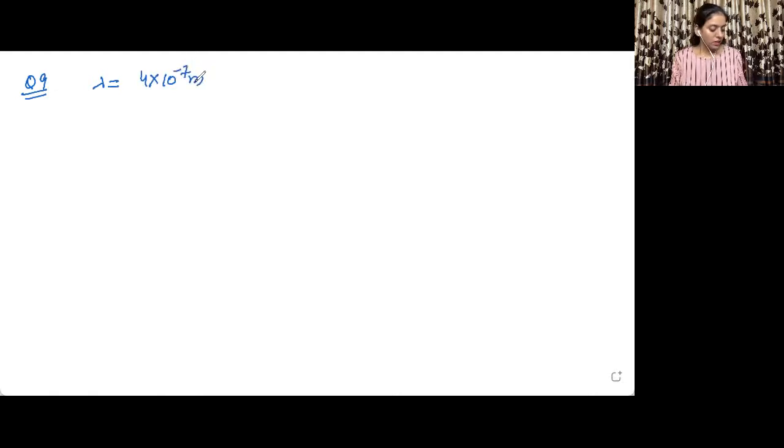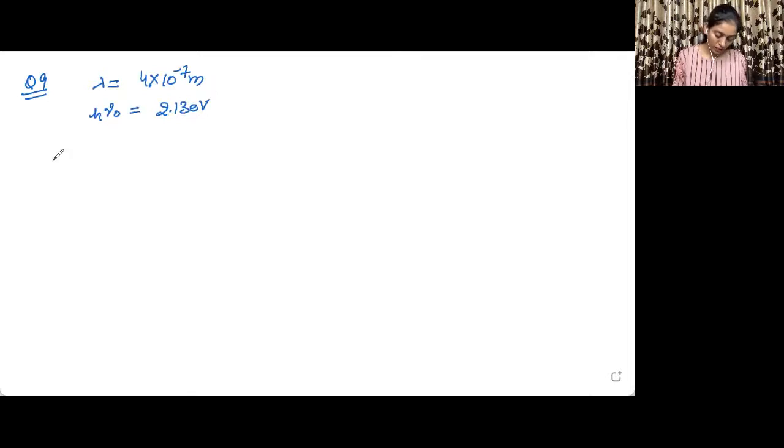All right. The work function of the metal. Work function means the minimum energy required to remove the photoelectron when the photon is striking on the metal surface. So it is h nu naught. So work function has been given to be equal to 2.13 electron volt.